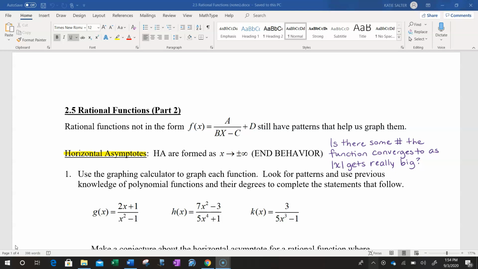What do we do when it's written like these examples right down here, g of x, h of x, k of x? These are still rational functions. So we're going to do a little bit of discovery to help us be able to graph these.